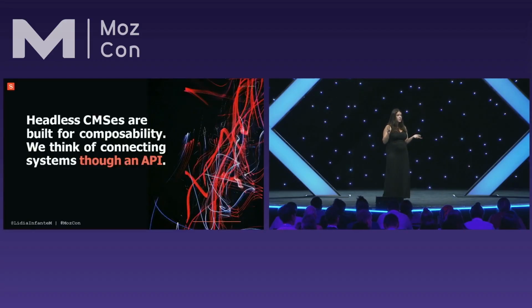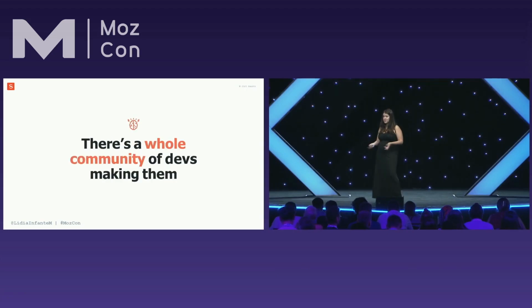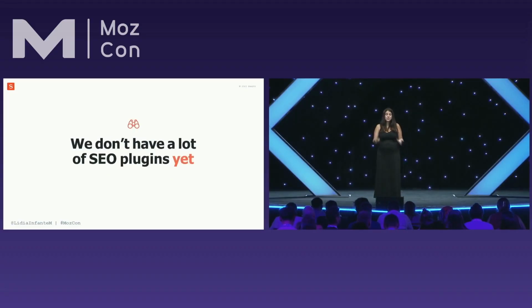But what we're trying to do in the composable era is just connect different systems through an API that talk to each other instead of making plugins. And you can have plugins. It's not as easy, though, as it is with traditional CMSs, where you just plug them in. There's a whole community of devs making them. Apparently, they're less risky because they cannot run code on your server. But the truth is we don't have a lot of SEO plugins yet.